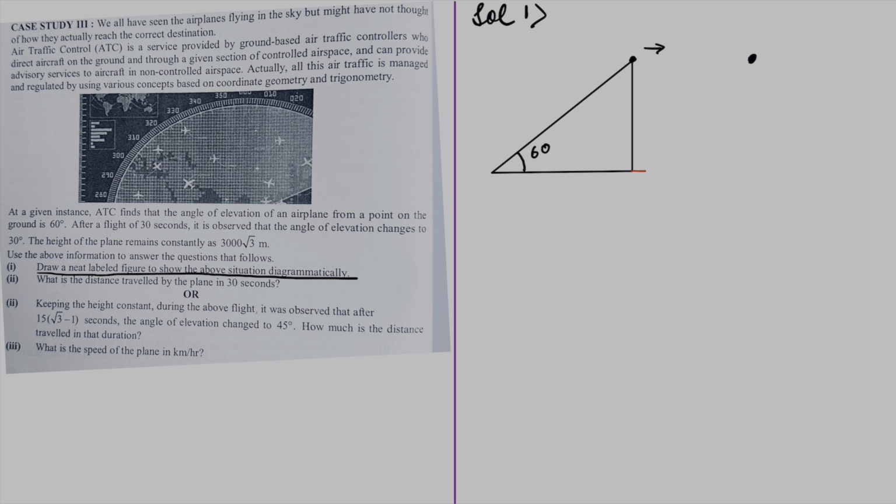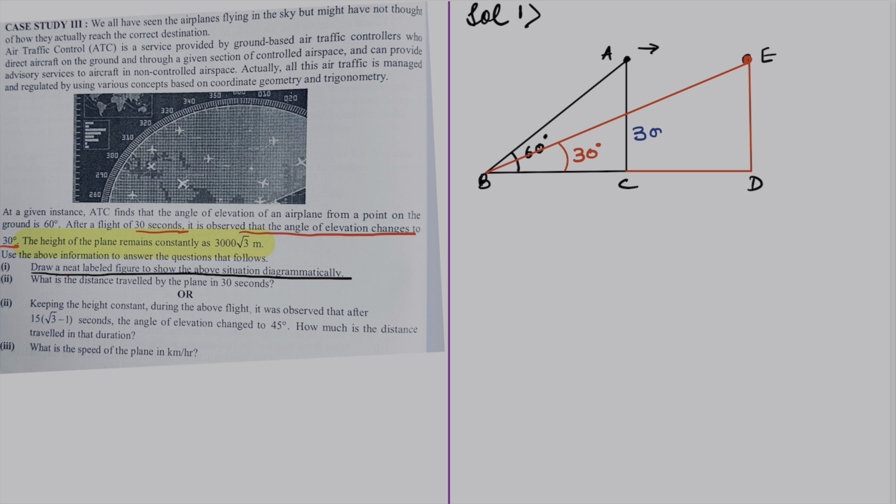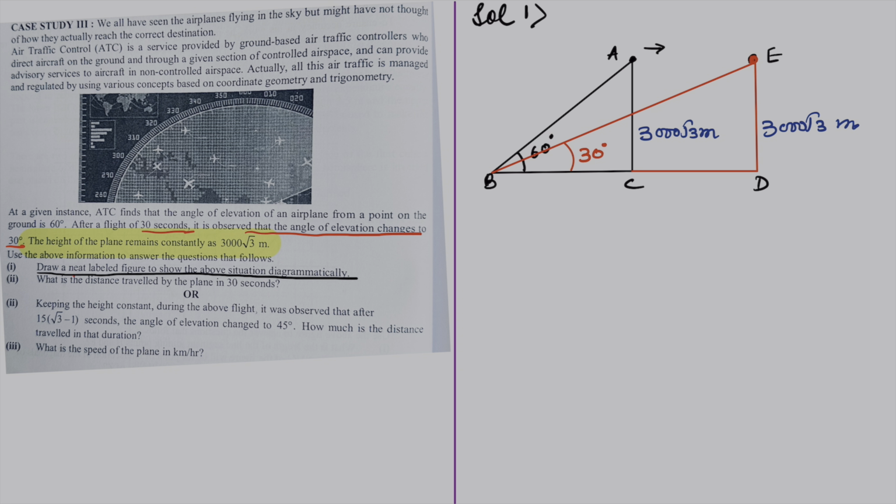So now we know that the height of the plane is constant. The height of the plane remains constant at 3000 root 3 meters. So here we can say that after 30 seconds it has reached this position. Now join this. Now let's say this is point A, B, C, D and E. And this angle is 30 degree. We are given that after 30 seconds, it is observed that the angle of elevation changes to 30 degree. Here height AC is 3000 root 3 meters and DE is also 3000 root 3 meters. Okay, this is the required diagram that part 1 was asking us.